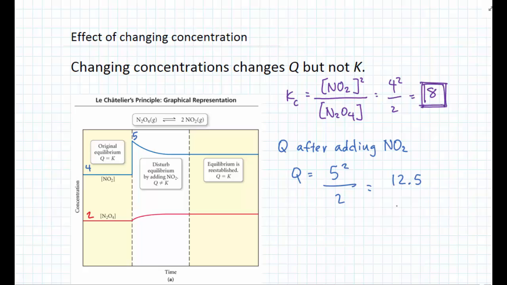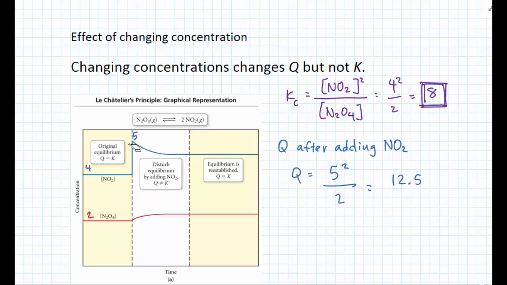What do we have to do? What direction will we need to shift this equilibrium in order to get it back to 8? Left. Yep, we're going to have to shift it left. Our Q is too high, meaning, and we can see this right here, we've got too much product. We were totally fine with 4 squared over 2. Now we've got 5 squared over 2. We've got too much product.